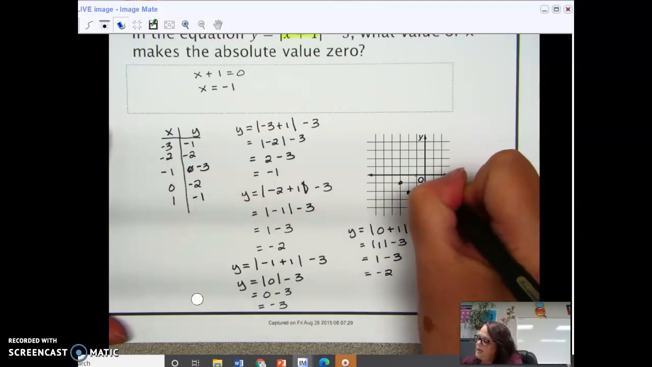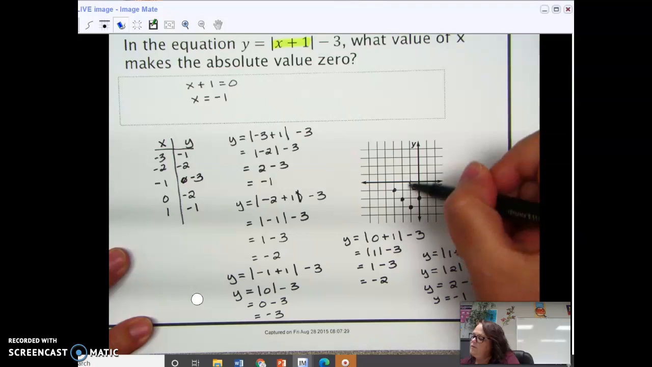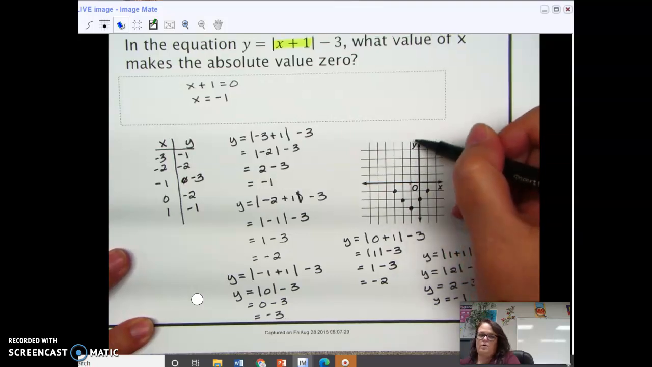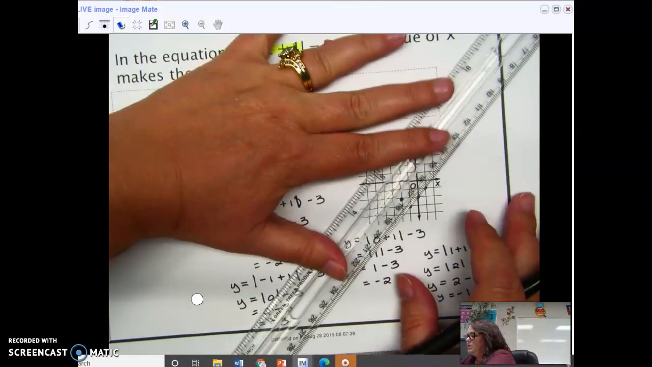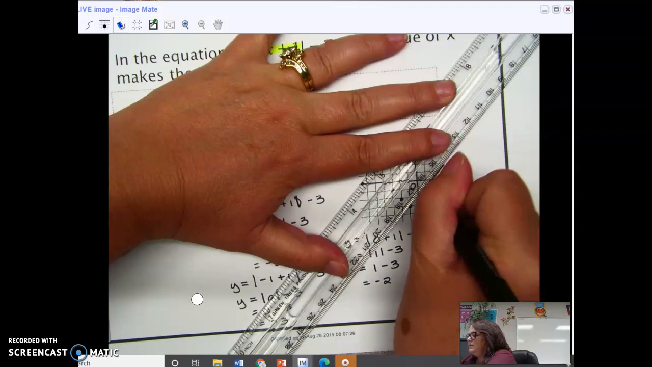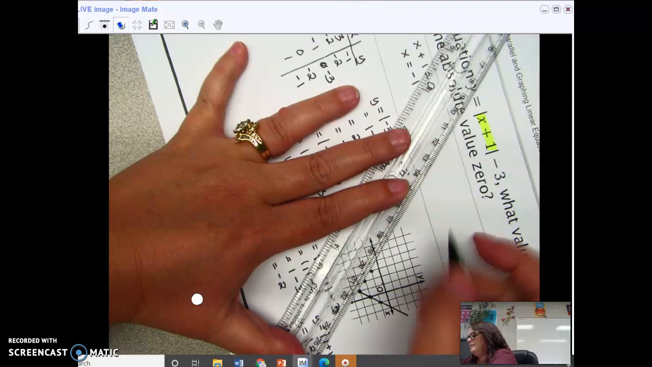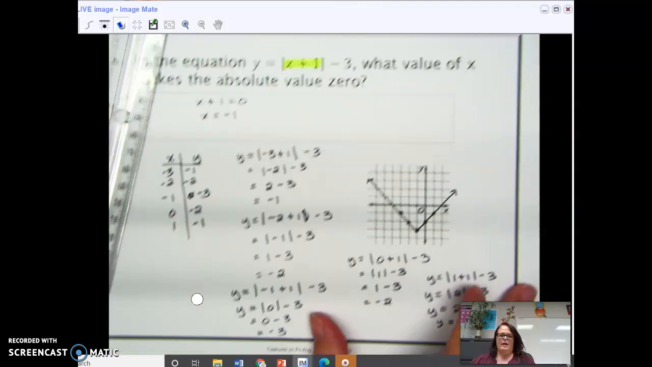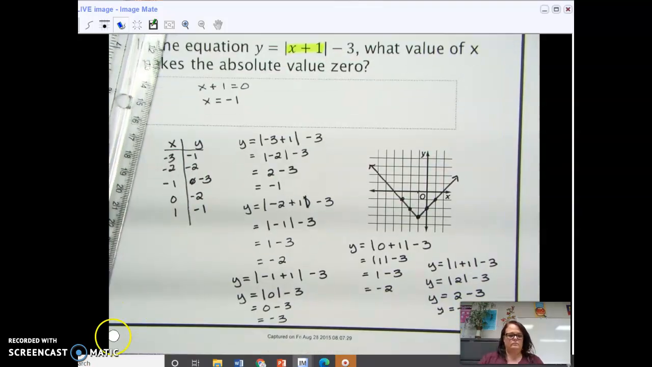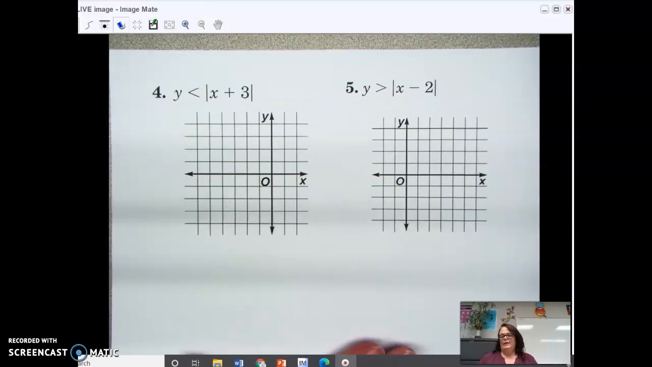So what that means is absolute value graphs have symmetry. So if I folded this graph along the value that makes the absolute value equal to 0, it's going to lay right on top of each other. And so this is an equation, so we can go ahead and graph it solid. And so this is our absolute value function. All right, so go ahead and pause the video for a moment and see if you can answer number 4.